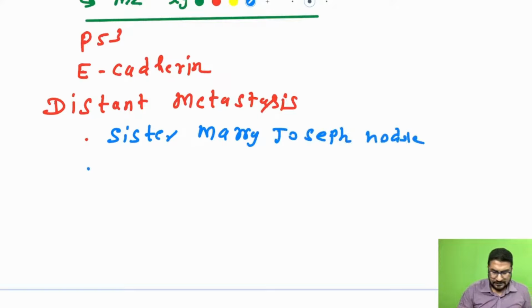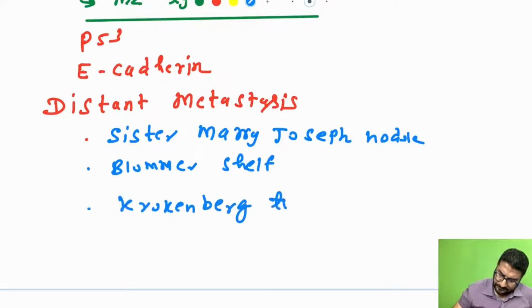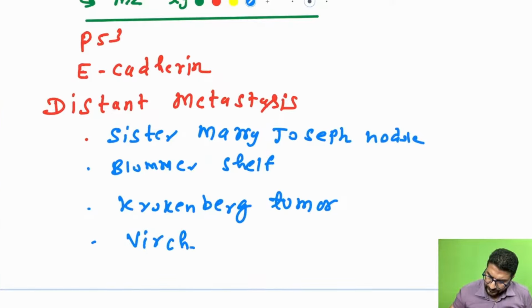This can go to the pouch of Douglas. We call this Blumer shelf. It can go to ovaries. When it goes to ovary, we call this Krukenberg tumor. And it can go to your left supraclavicular lymph node. We call this Virchow's node. Done.